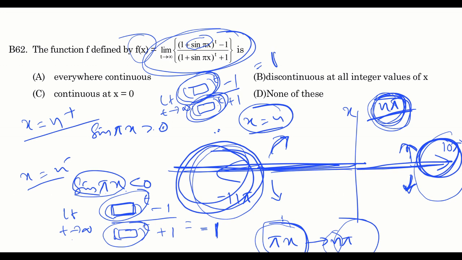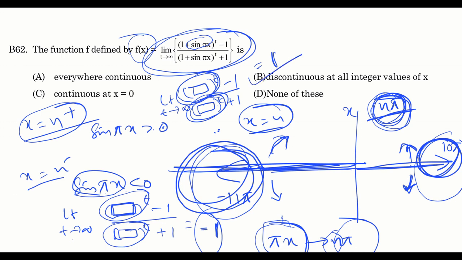So f of x, when you are to the right of n, is going to be 1, and to the left of n, f of x is going to be minus 1. So you can see that f is not continuous at any integral value.